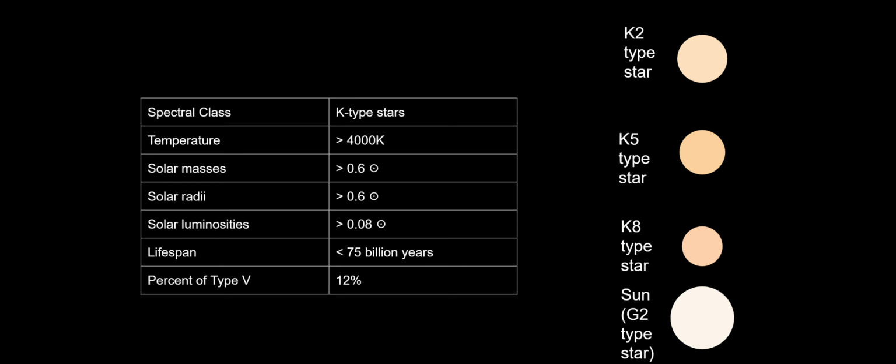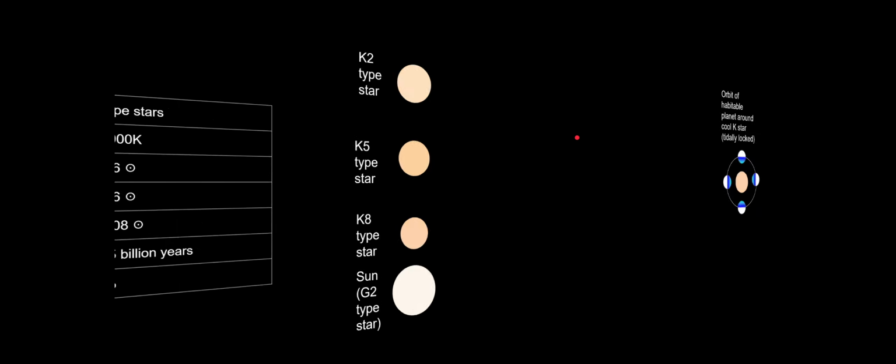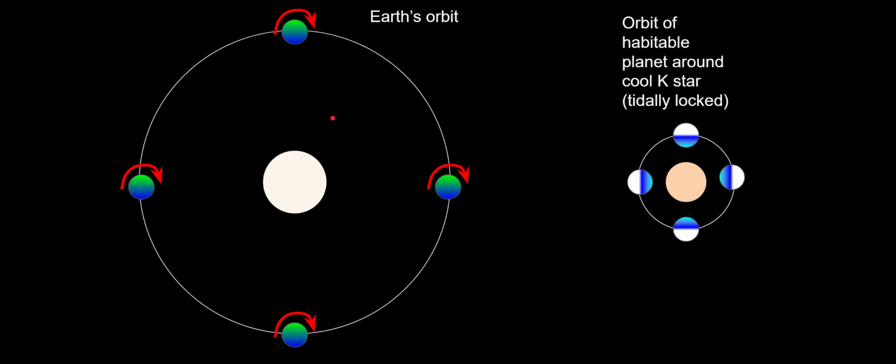The K-type stars are at least 4,000 Kelvin, 0.6 solar masses, 0.6 solar radii, and 0.08 solar luminosities. They live up to 75 billion years and make up 12% of type V stars. They are orange. Finally, since planets have to be so close to type K stars to be habitable, habitable zone planets are usually tidally locked.